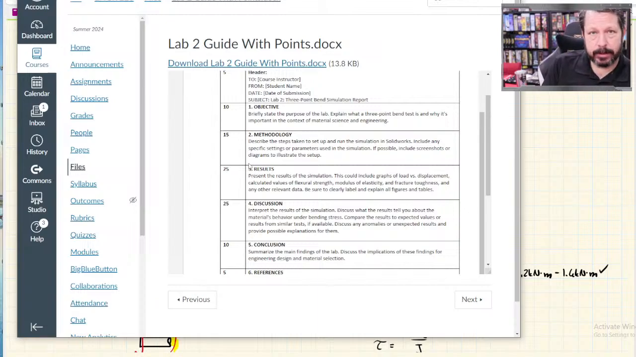Next time we'll cover power transmission, which is also a torsion type of problem, and a simulation in SolidWorks, an example of how you can simulate a truss in SolidWorks. So that'll be next time on Monday.